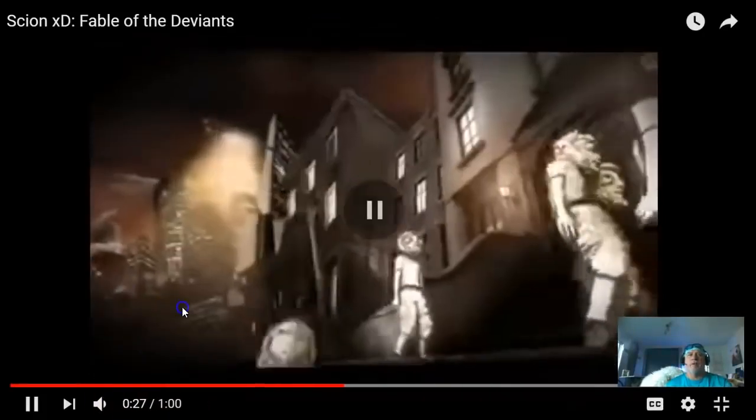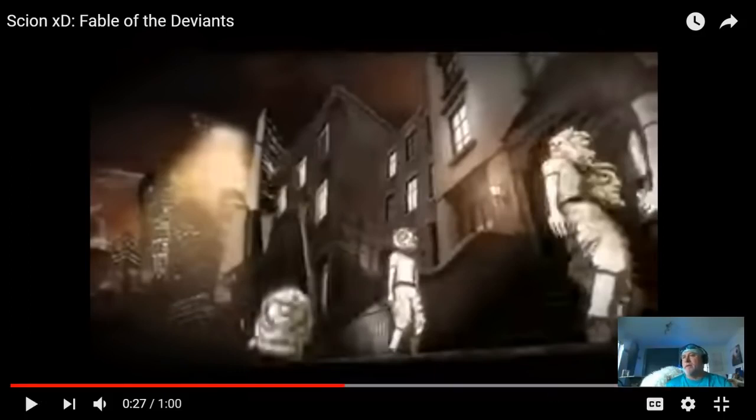From the depths to take those sheeple down. Here come the little deviants. They're coming from the depths to take the sheeple down. The sheeple are compliant and make for fine ingredients.